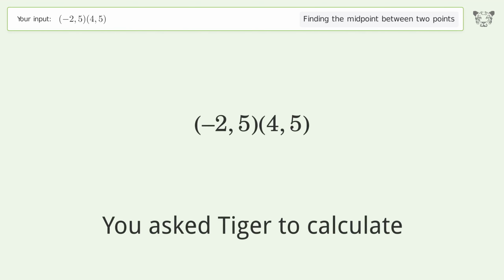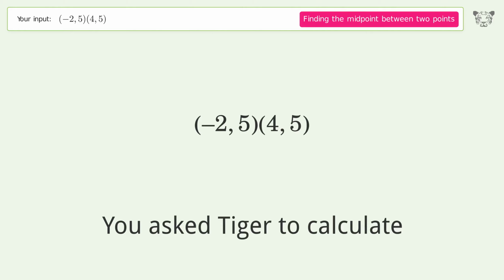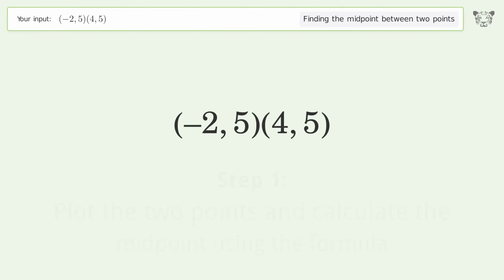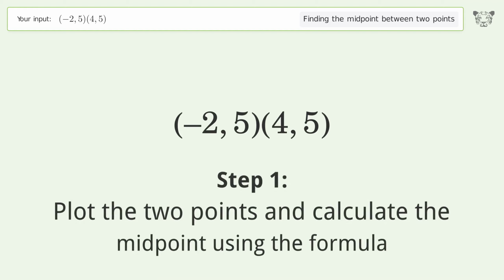You ask Tiger to calculate. This deals with finding the midpoint between 2 points. The midpoint between the 2 points is 1, 5. Let's solve it step by step. Plot the 2 points and calculate the midpoint using the formula.